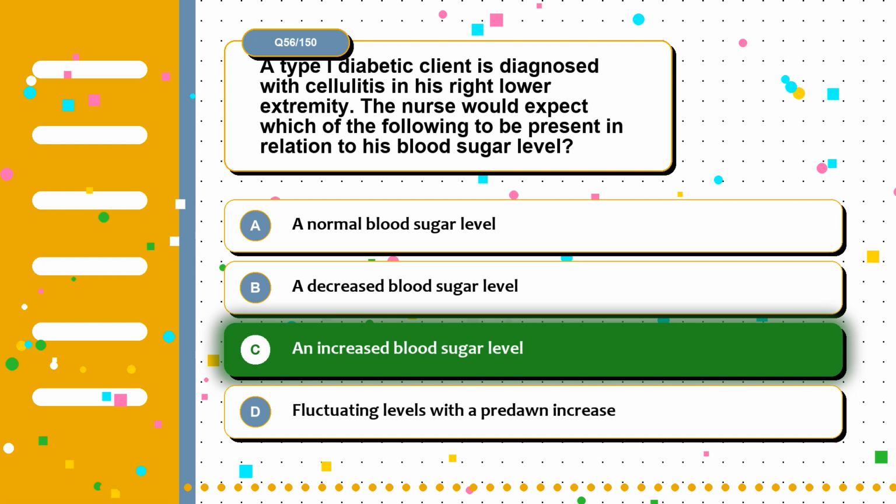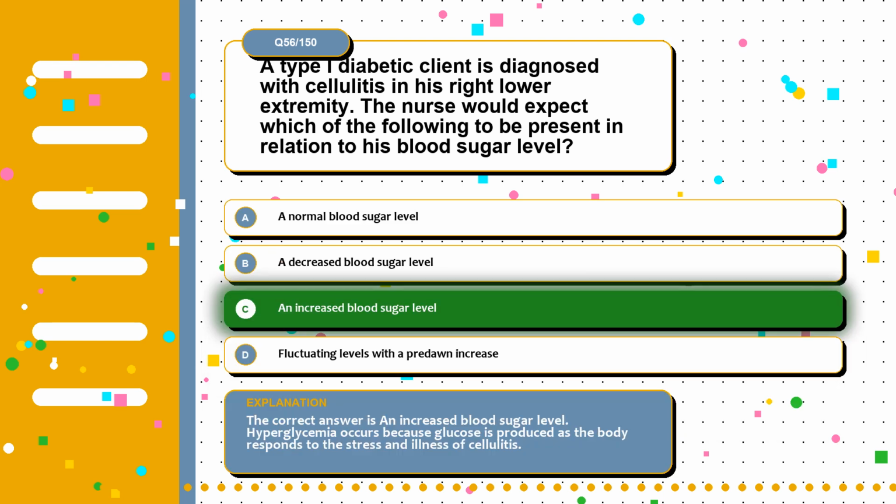The correct answer is option C, an increased blood sugar level. Hyperglycemia occurs because glucose is produced as the body responds to the stress and illness of cellulitis.